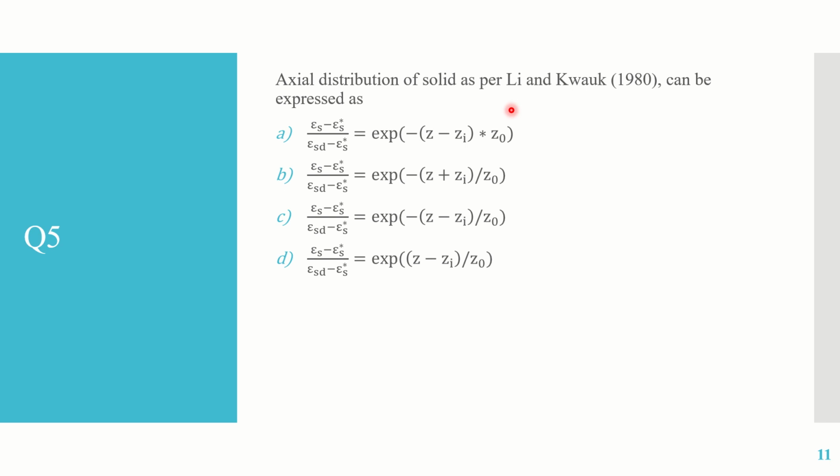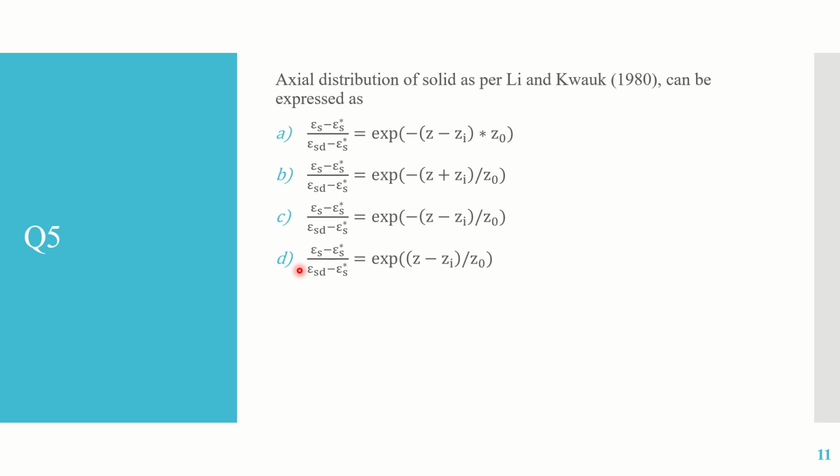So axial distribution of solids is given by (epsilon s minus epsilon s star) by (epsilon sd minus epsilon s star). We all know that epsilon s is the solid fraction inside the fluidized bed at that particular zone. Epsilon sd is a value which varies depending on the type of fluidized bed. For example, if it is a bubbling bed, epsilon sd is 0.55 to 0.4, or in a turbulent bed it is 0.4 to 0.22, or in fast fluidization it is 0.22 to 0.16.